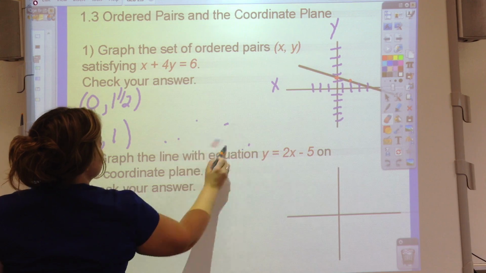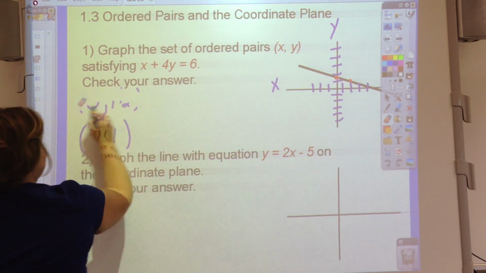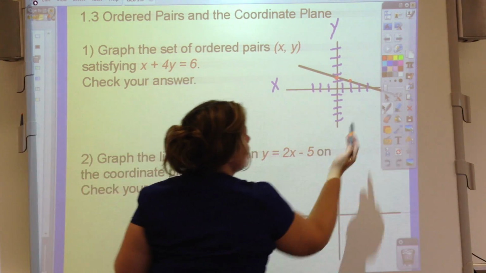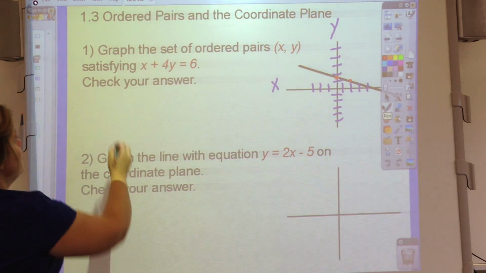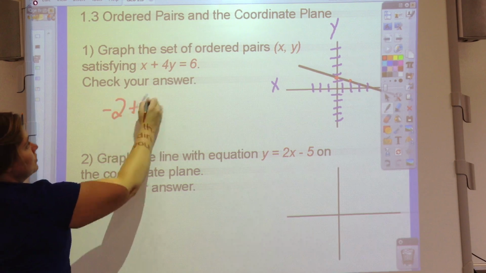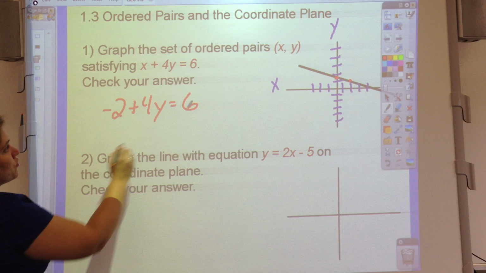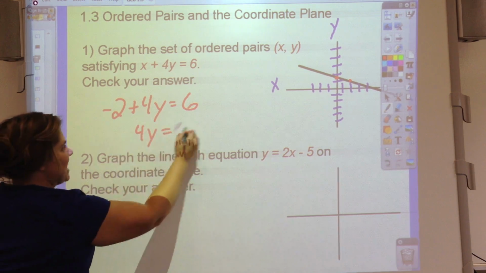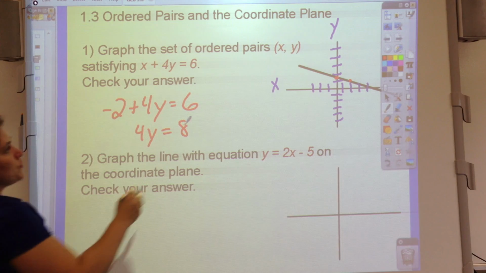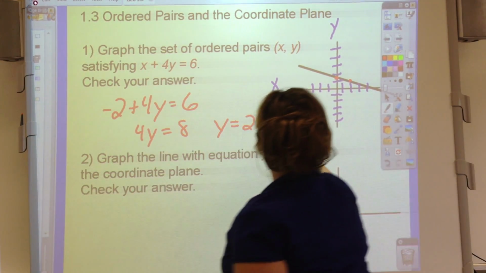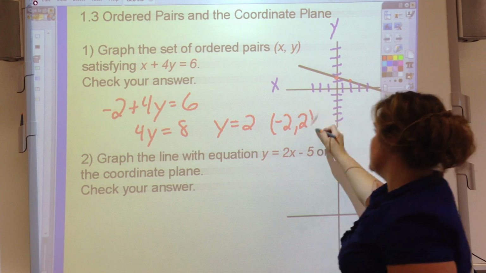Let's find when x is -2. We haven't used a negative value yet, so we're going to double check with a negative value. When x is -2, I'm going to add 2 to both sides, and I get 4y equals 8. And I divide both sides by 4, and y equals 2. So now I have the point when x is -2, y is +2.